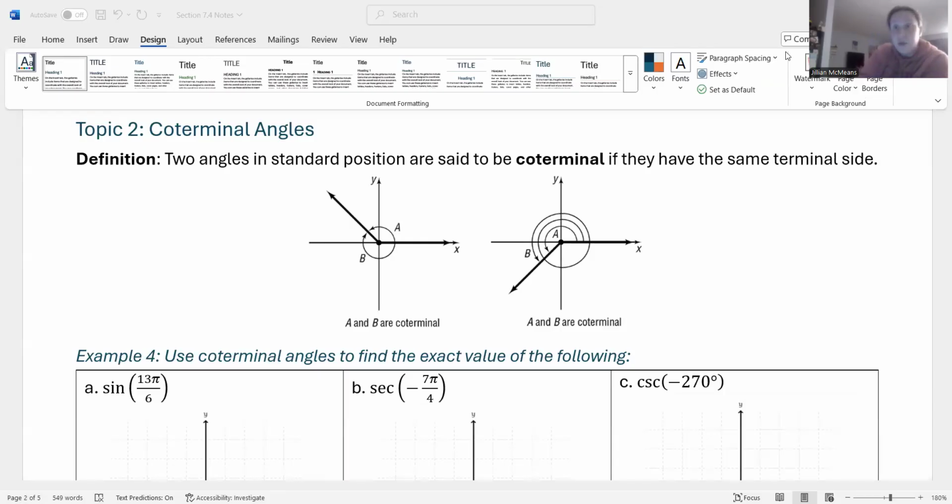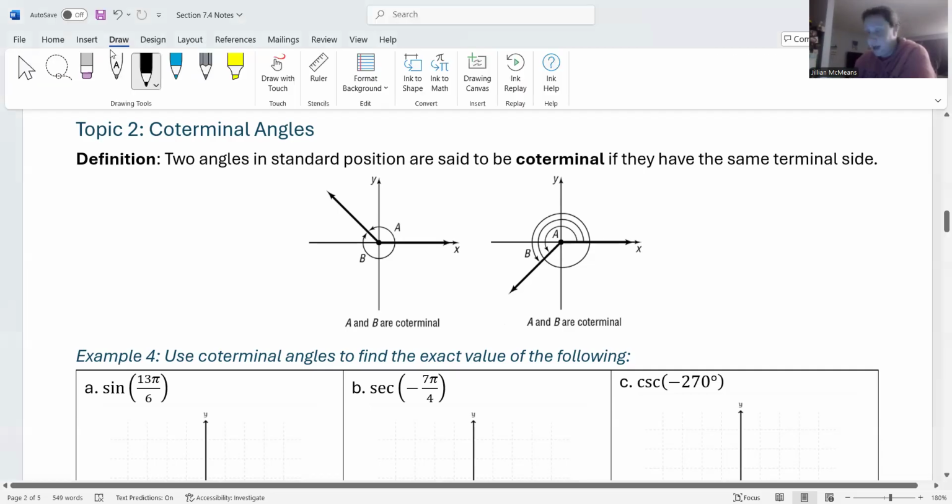For topic two, we're going to discuss something called coterminal angles. So here's a definition. Two angles in standard position are said to be coterminal if they have the same terminal side. So we've drawn a picture here, and I'm going to use different colors so you can see it better. We hijacked a picture, but anyway.